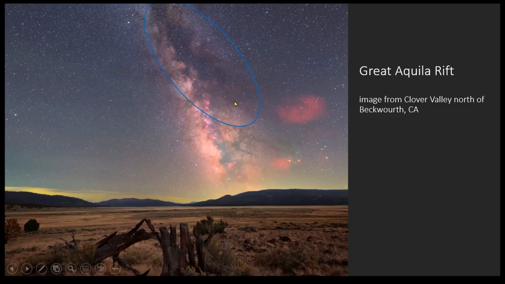Here, I photographed the Great Aquila Rift from Clover Valley, north of Beckwourth, last summer. These are the light dome of Reno here. But you can see how big that cloud is. And when I first started nightscape photography, 5 or so years ago, I was wondering if I was processing it weird or what this thing was. But I really got interested in this huge cloud here. I hadn't been exposed to dust clouds before. Anyway, that really struck me. So the Great Aquila Rift, right there, just above the Dark Horse Nebula.